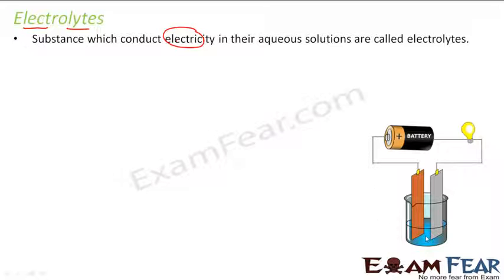For example, I have an aqueous solution of NaCl, made by putting it in water. You put the setup like this, where you have a battery and a bulb, and for the bulb to glow, the electricity has to flow from here to here. That means this aqueous solution should conduct electricity. If an aqueous solution conducts electricity, that solution will be an electrolyte. So a substance which conducts electricity in its aqueous solution will be called an electrolyte. NaCl, if you take it, will conduct electricity.